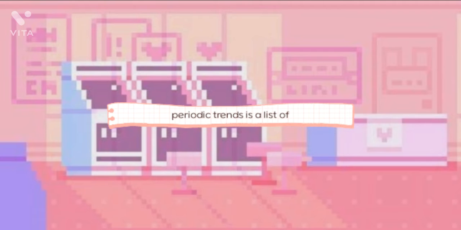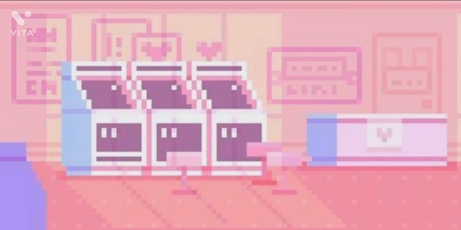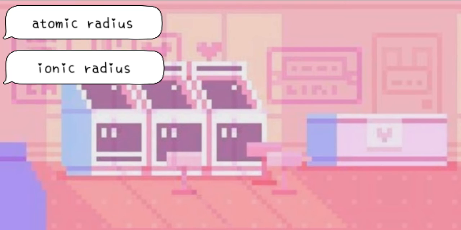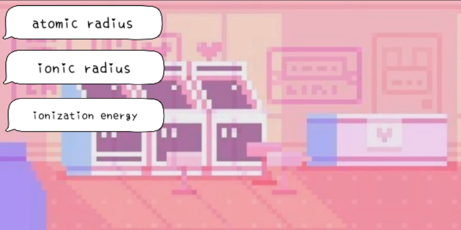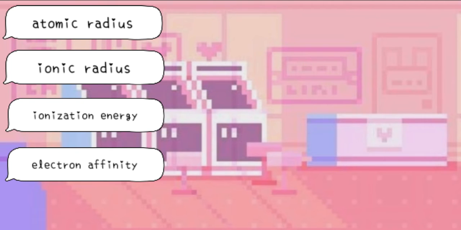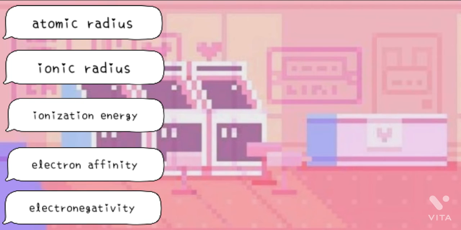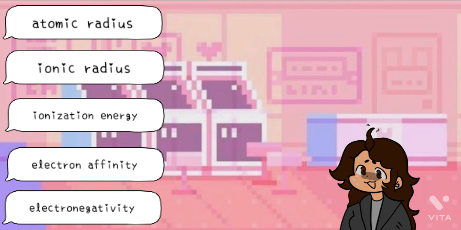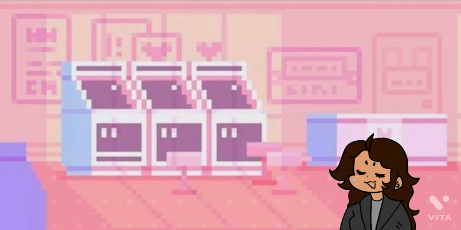Periodic trends is a list of trends that we can identify when looking at a periodic table, and they consist of atomic radius, ionic radius, ionization energy, electron affinity, and electronegativity. I will also discuss electron shielding a little.